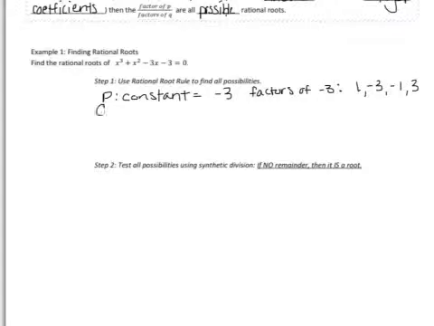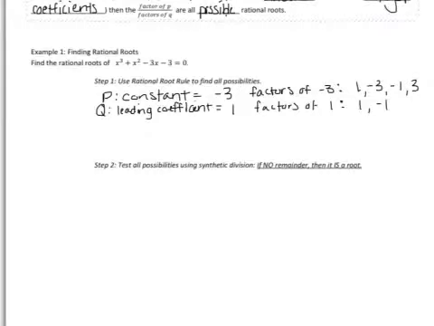Alright, now we need q. This is what we call the leading coefficient. It's the coefficient of our highest degree term. For us, this equals 1. Factors of 1 are 1 and -1. Make sure you always include the negatives.